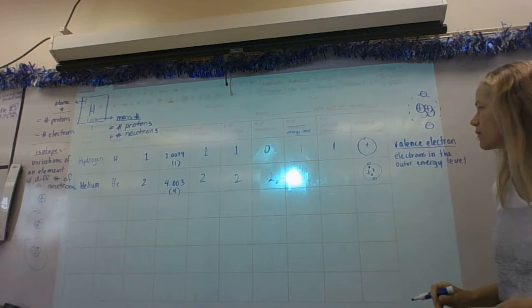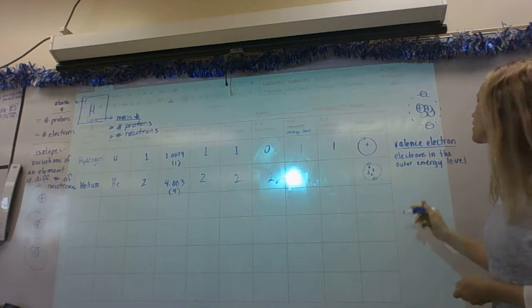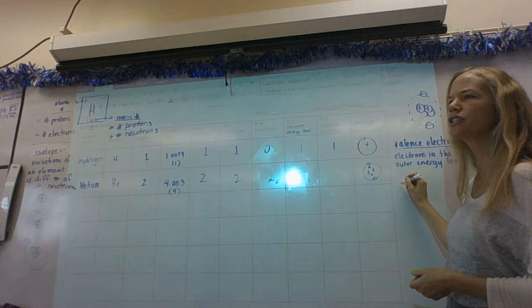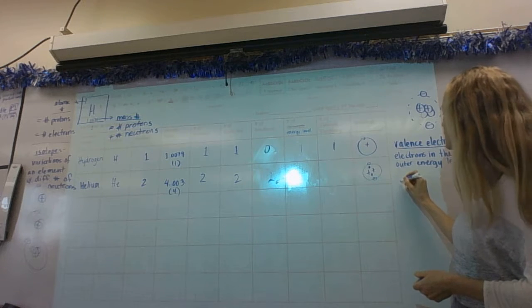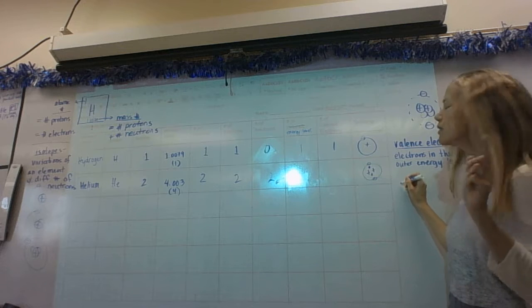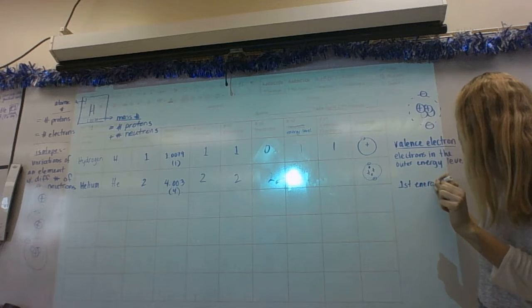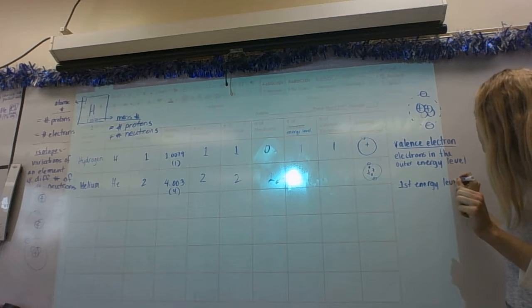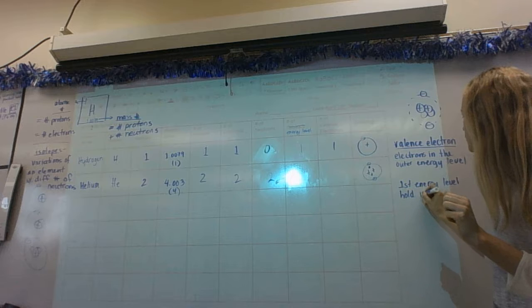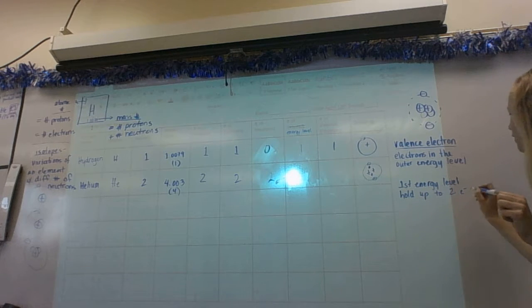Here's a clue for a question that Ferticia asked a moment ago. Ferticia asked, how do we know how many energy levels? So basically, here's a rule. You have to memorize this. There's no getting around it. The first energy level holds up to 2 electrons, okay?